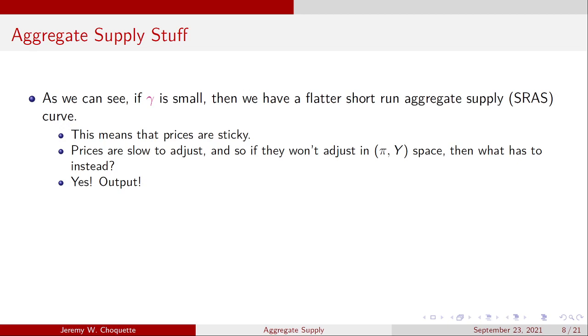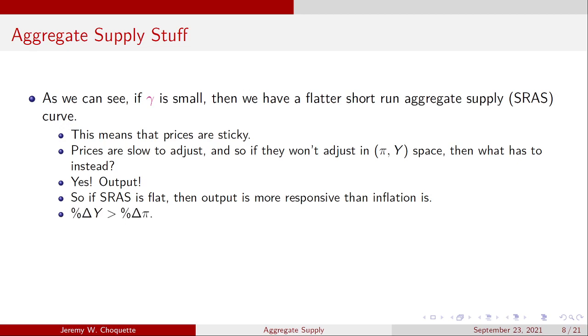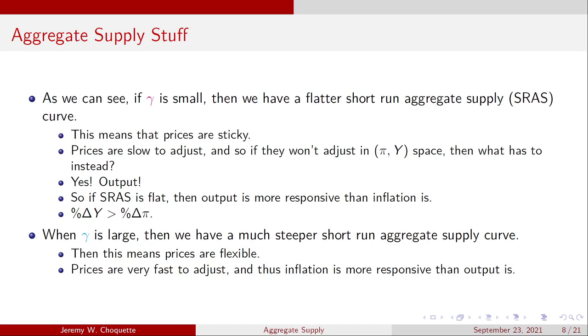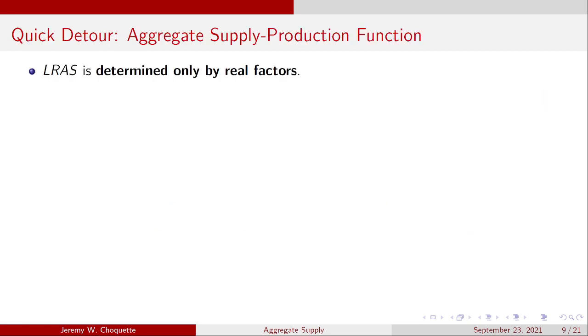What has to respond instead? Output. So if short-run aggregate supply is flat, then output is more responsive than inflation, meaning the percent change in output is larger than the percent change in inflation. When gamma is large, it's the exact opposite of that, right? We have a much steeper short-run aggregate supply curve, meaning prices are more flexible. Prices are very fast to adjust, and thus inflation is more responsive than output is.